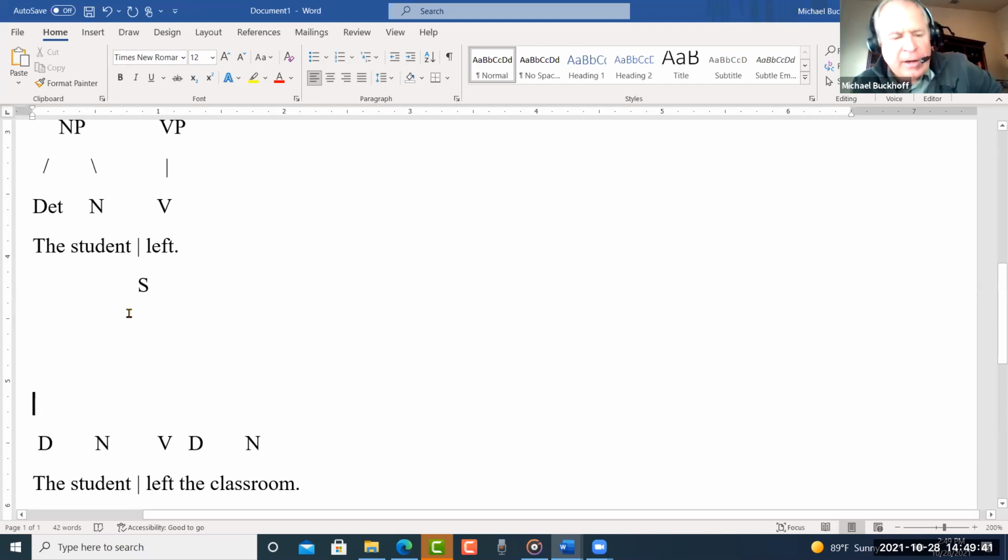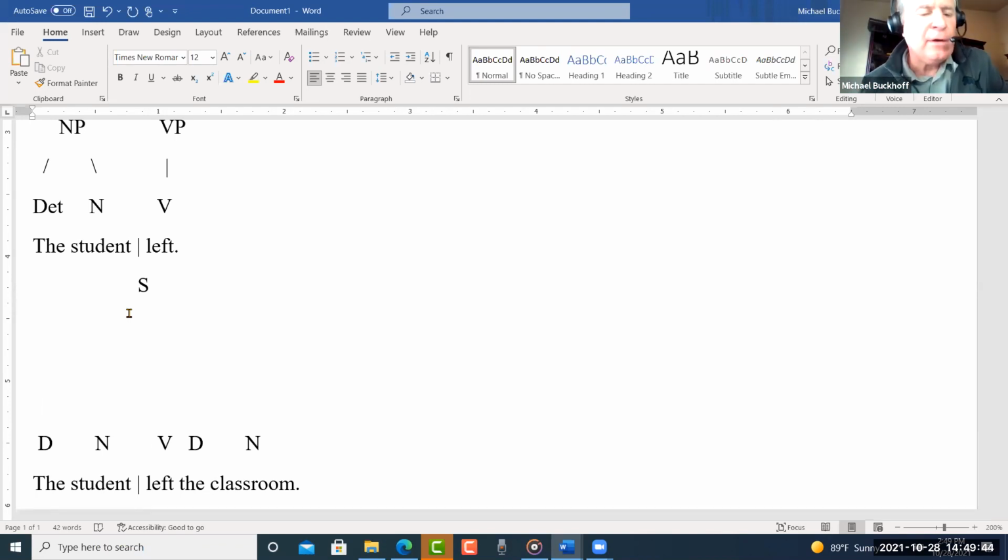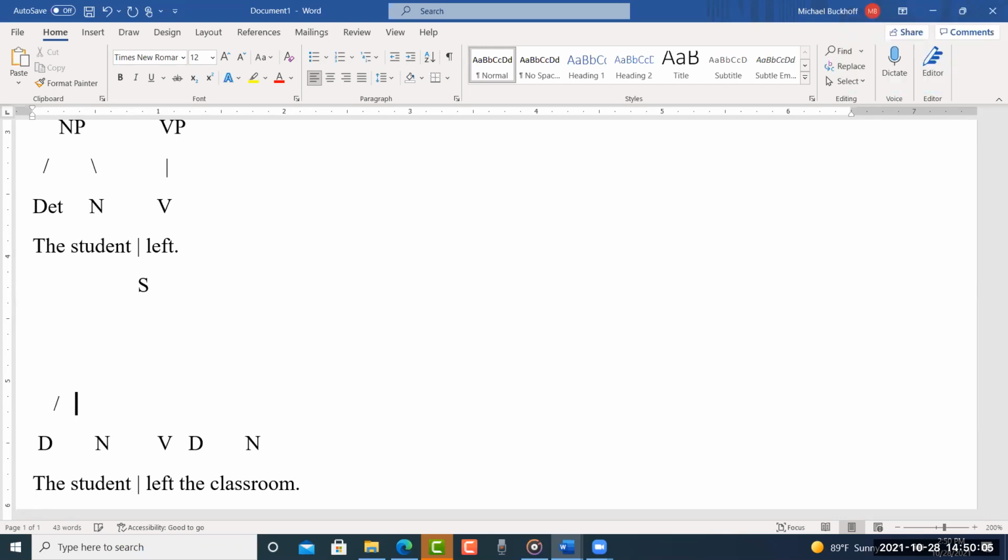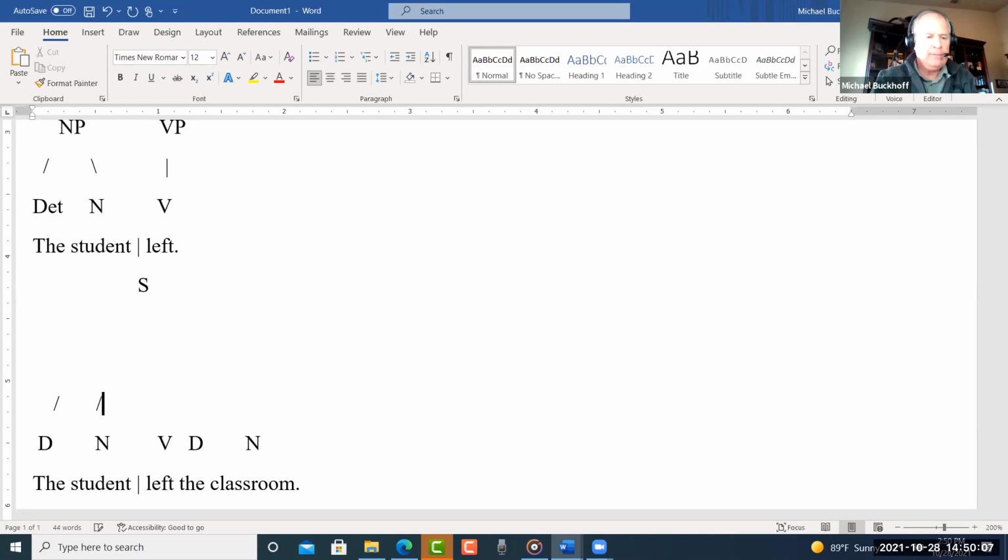Now, the next strategy, when you have a longer sentence, look for the noun phrases first. Now, how many noun phrases do you guys see in this sentence? The student left the classroom. I see 2. That's it. If you see 2, you're already going in the right direction, right? So we're going to keep doing what we did before, right? We're going to put these 2 together like this. And we're going to put these other 2 together.